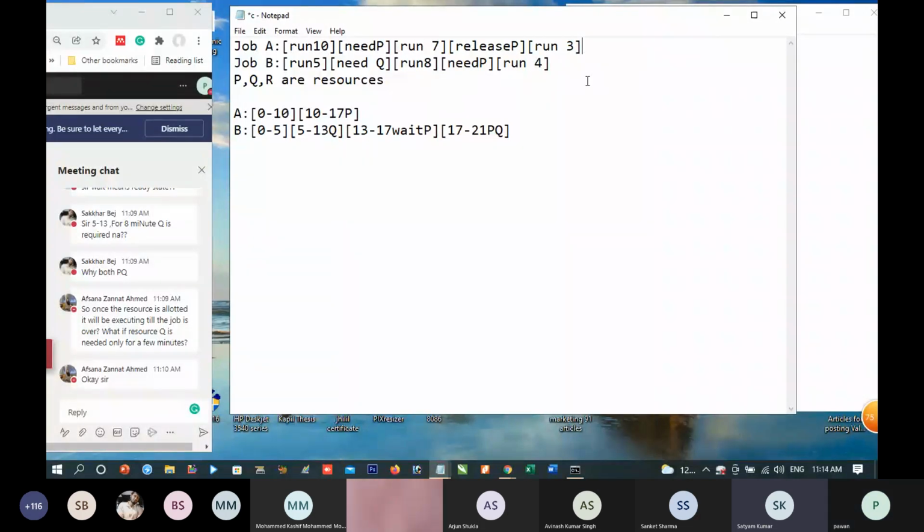Now, what will happen? Job A will execute from 0 to 10. And from 10 to 17, it will be executing using P. And from 17 to 20, it will be executing without P. Is this all right to you? What will job B do? Job B will execute from 0 to 5, then from 5 to 13 using Q. Then from 13 to 17, it will be in a wait state and it will be waiting for P.